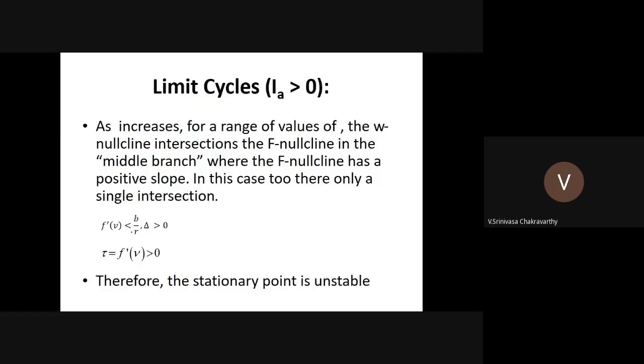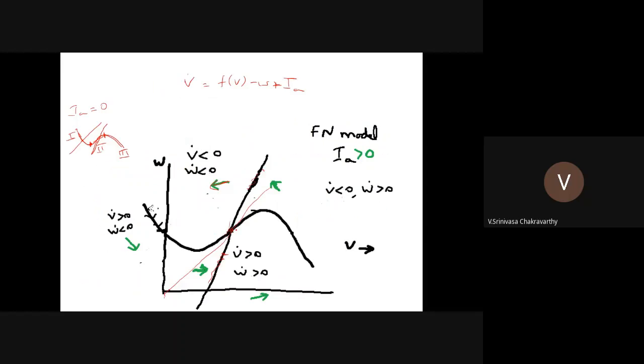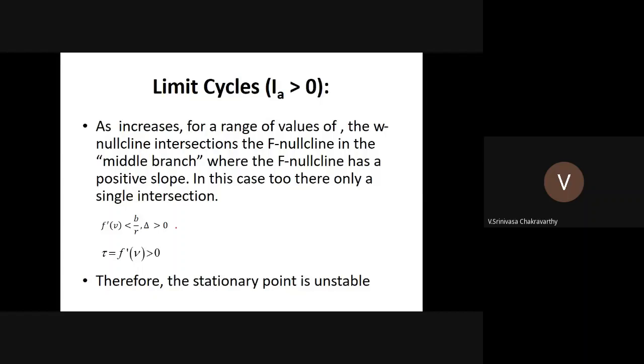In the previous case, if f prime is less than b by r, delta is positive. So let us see that f prime earlier is negative, so it is obviously less than b by r. But in this case, f prime is positive, but it is still less than b by r because the slope of b by r, the slope of the terminal plane, is more than the slope of this segment. Therefore, the first condition is still valid. Therefore, delta is positive.